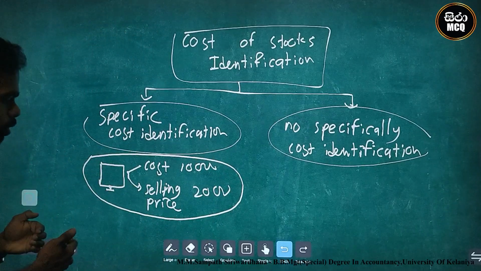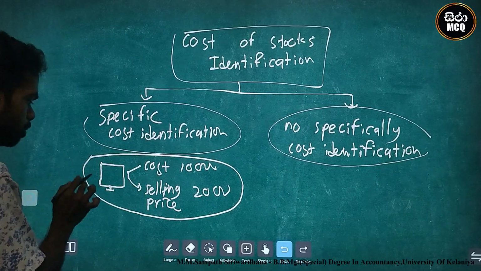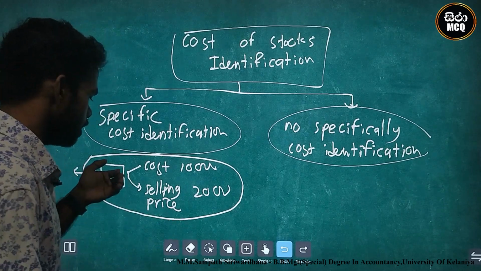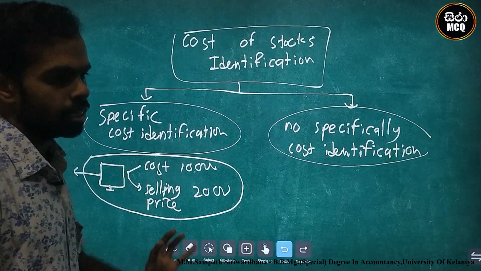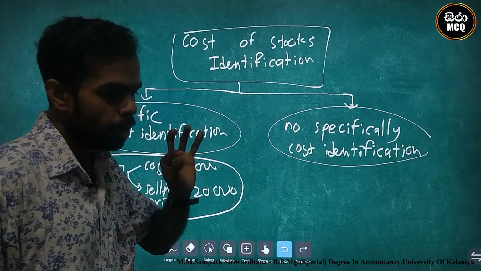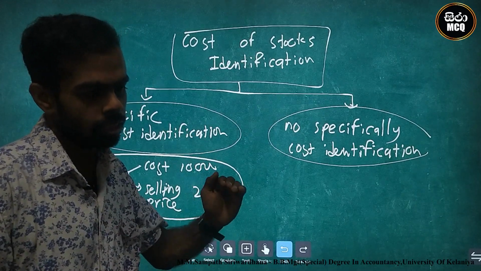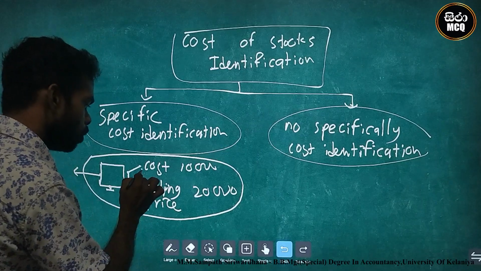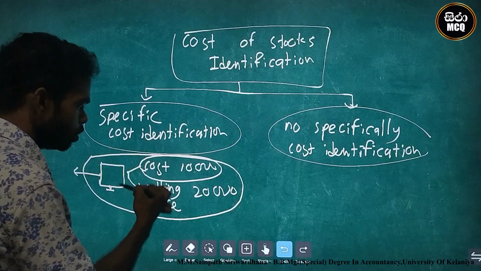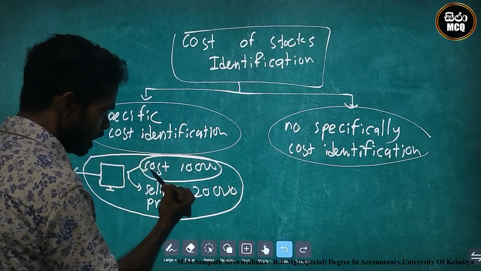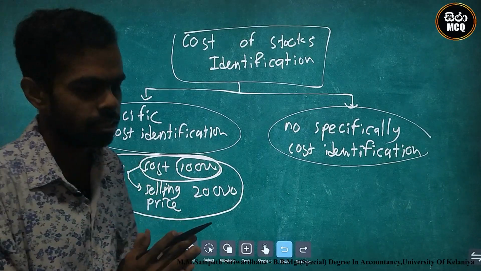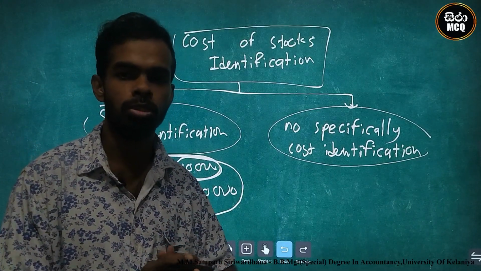Therefore, at the sales point, think about this monitor being sold. At that point, the selling price is specifically identified as 20,000, and through the barcode system this monitor is identified. The cost of sales of this monitor is 10,000. This is the specific identification, which is why the barcode system is used.